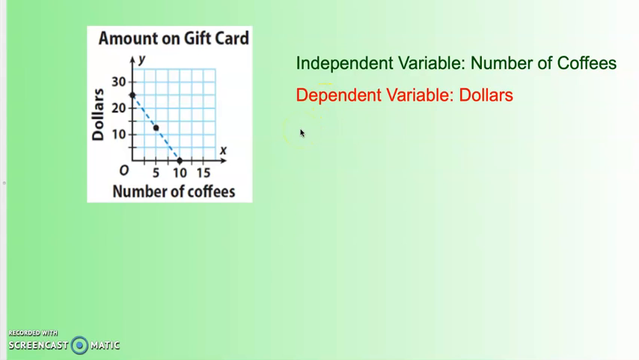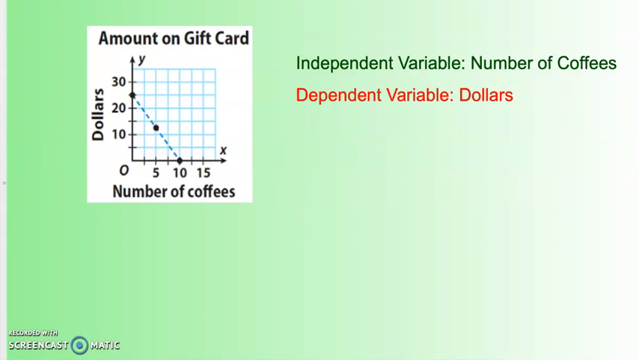Well, if I am asked, what is the independent variable? Well, for sure, it is the number of coffees, because the number of coffees, the number that I purchase, definitely causes my dependent variable to decrease. My amount on my gift card is decreasing as I increase that number of coffees. And so my x values, remember, is the independent variable, so I would record number of coffees. And then my dependent variable, the one that is dependent on my independent variable, is the dollars, the dollar amount that's on my gift card.